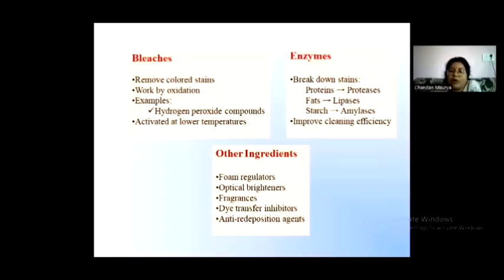Fats, for example, chocolate, fats, oils. Starch, for example, flour and potato stains, and cellulose, damaged cotton fibrils, vegetables, and fruit stains. Each type of stain requires a different type of enzyme. For example, protease for proteins, lipases for grease, alpha amylases for carbohydrates, and cellulases for cellulose.